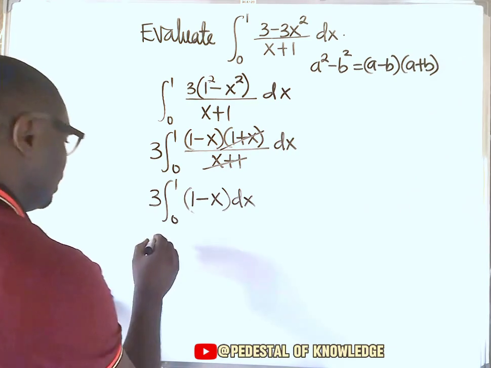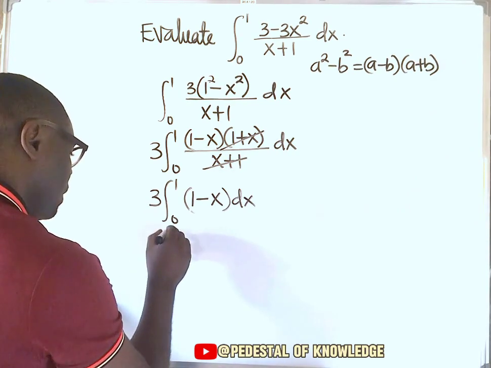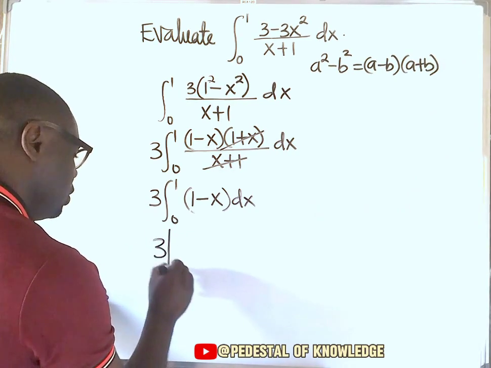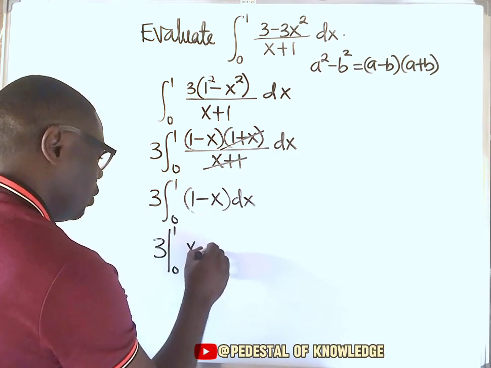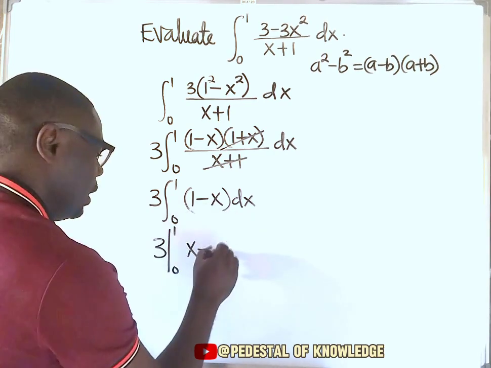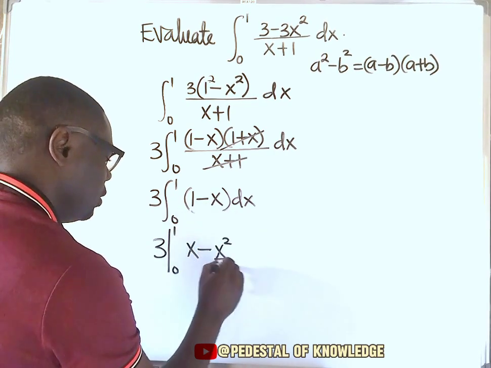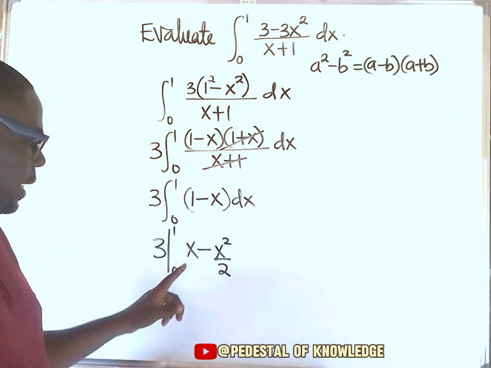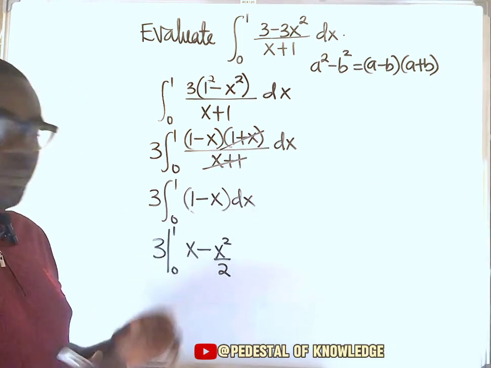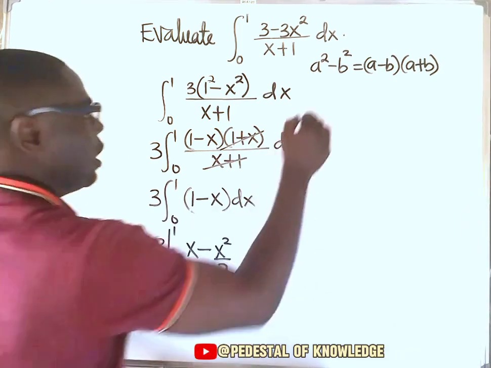So this is 3 multiplied by, we now put our boundary conditions, then the integral of 1 is x, minus the integral of x, which is x squared over 2. All right, so we now substitute. Whenever we see x, we put 1 there. That's the first approach.